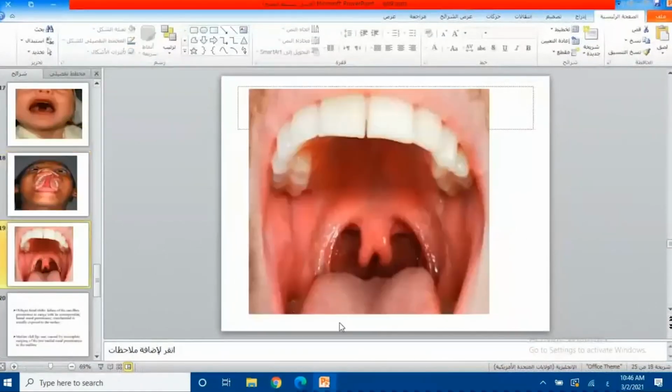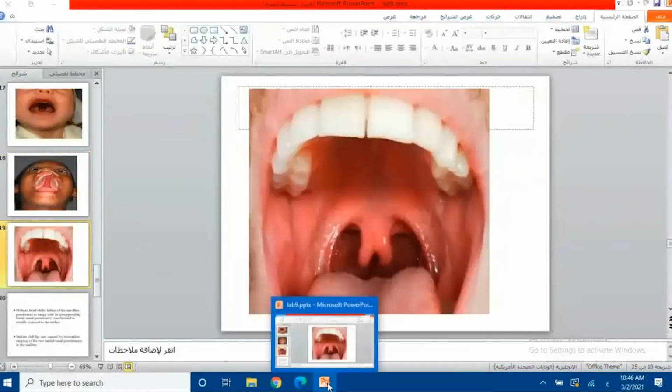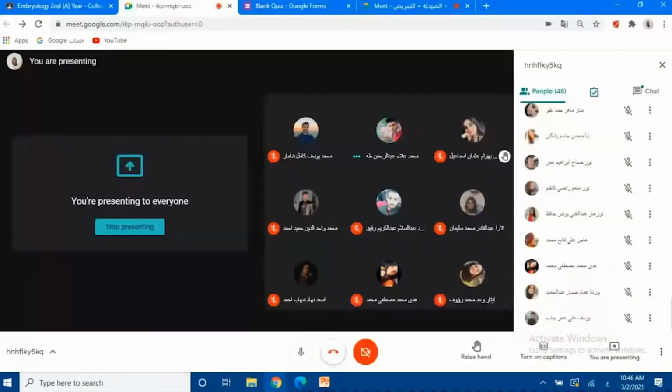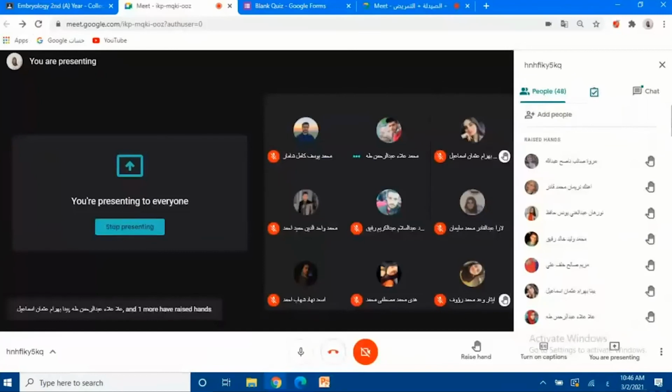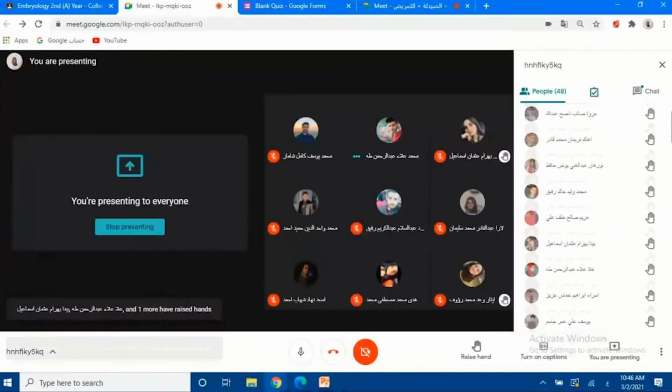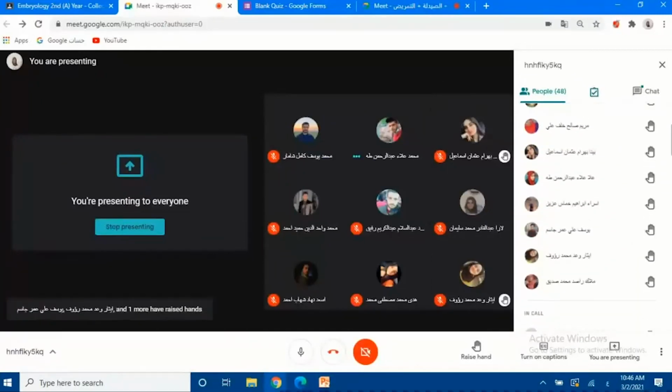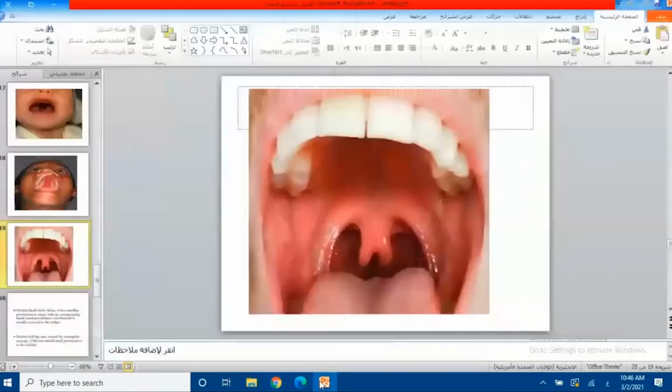What's the kind of the cleft right here? Let me see who's raising the hand. Yusuf? Uvula cleft. Uvula cleft. Thank you very much.